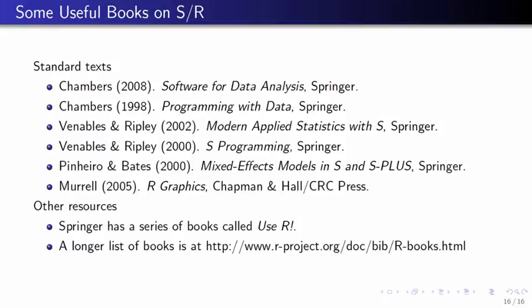And finally, Paul Murrell, who designed the R graphics system, has written a book called R Graphics, and actually it's currently in its second edition right now. So a couple other resources. One is that the publisher Springer has a series of books called Use R, which is a lot of relatively short books on how to use R for different types of topics, different application areas. And this is quite a nice series of books that you may be interested in, and there may be a book written for your particular area of application. And there's a longer list of books on the R website.